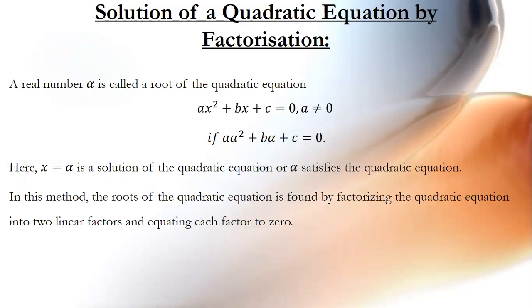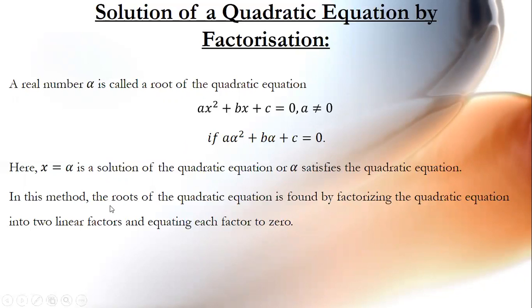Suppose we are having a real number alpha and that is the root of the quadratic equation. Then the given quadratic equation will be of the form ax square plus bx plus c equal to 0. If we substitute alpha in place of x, then we'll have a alpha square plus b alpha plus c. This answer will be equal to 0. If that answer is 0, then alpha is known as the solution of the quadratic equation. Or we can also say that alpha satisfies the quadratic equation.